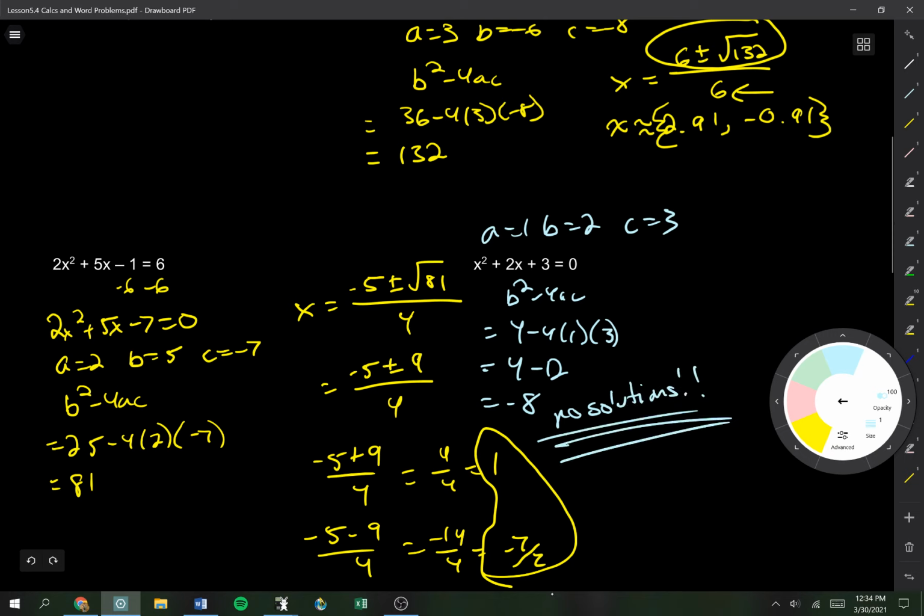Since it came out negative, I'm not going to go any further. I'm not going to bother with the square rooting or anything else because I know there's no solutions. So doing the discriminant first is still always a good idea, always. The worst thing it does is just nothing. The best thing it does is save you a lot of time.